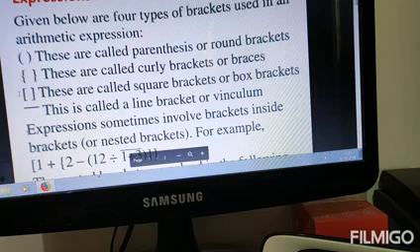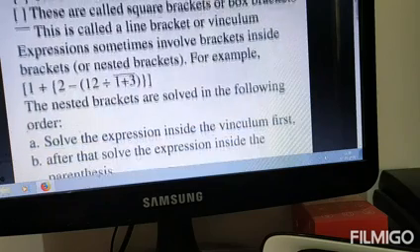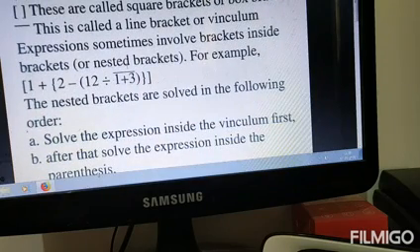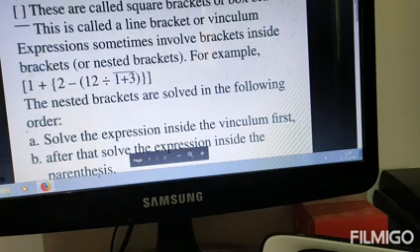Then we move to the third one. You can see they represent a type of a box. They are hence called square brackets or box brackets. And the final one, we have a bar, a line just above the expression. This is called a line bracket or vinculum. Now you might know that expressions which involve brackets, let us take an example for the same. You can see this example on the screen where my cursor is being pointed.